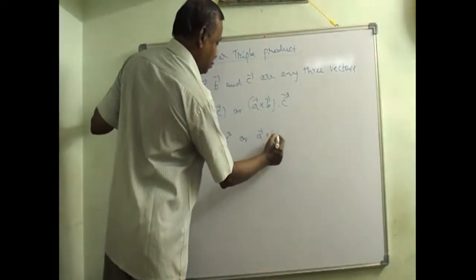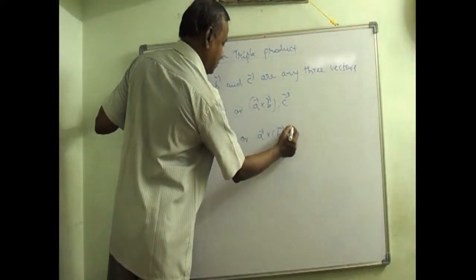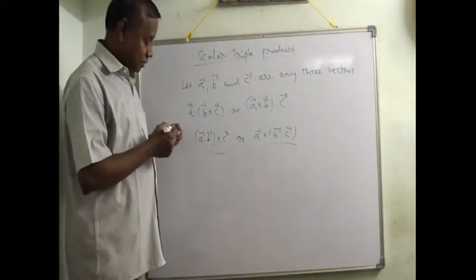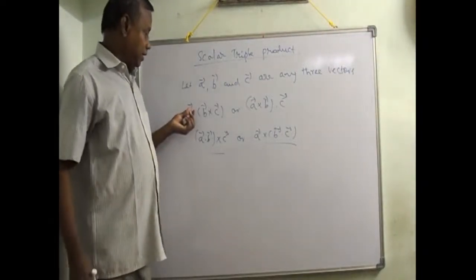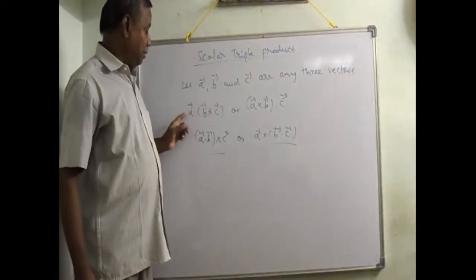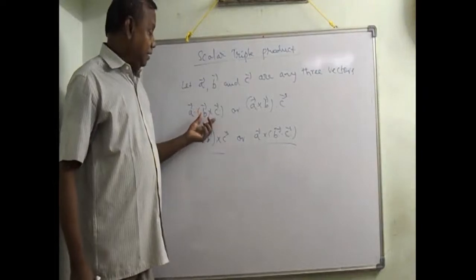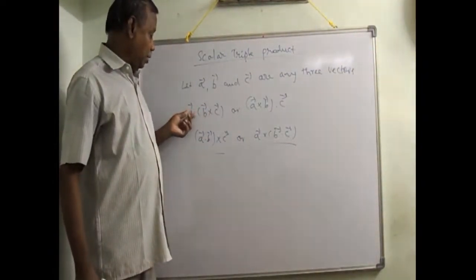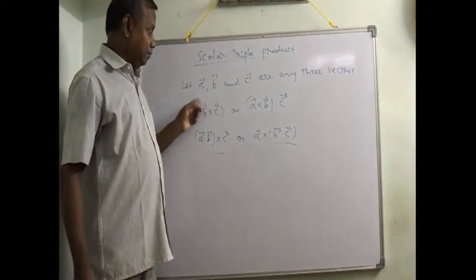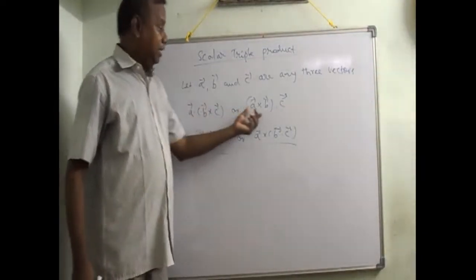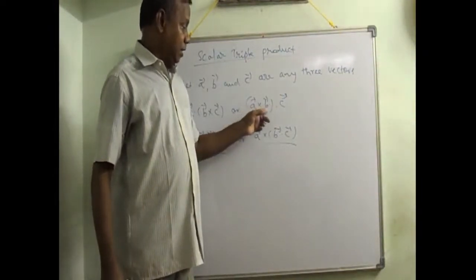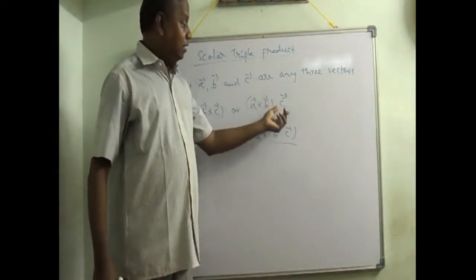If we rewrite this as a vector dot b vector of cross c vector, or a vector cross of b vector dot c vector, it will become meaningless, because the dot product is possible only between two vectors. Here b vector cross c vector is a vector, so you are taking a dot product between a vector and another vector, b vector cross c vector. In this case also we are taking the dot product between a vector cross b vector, which is a vector, and c vector.